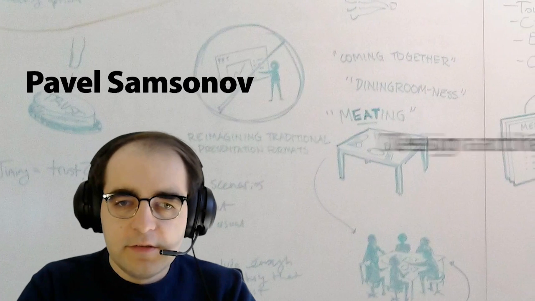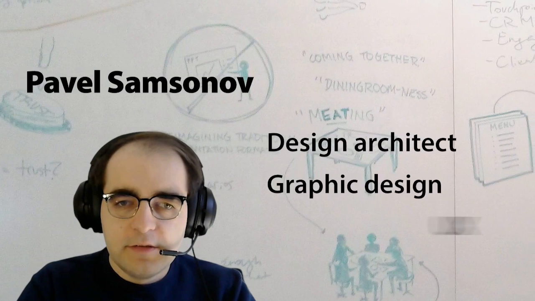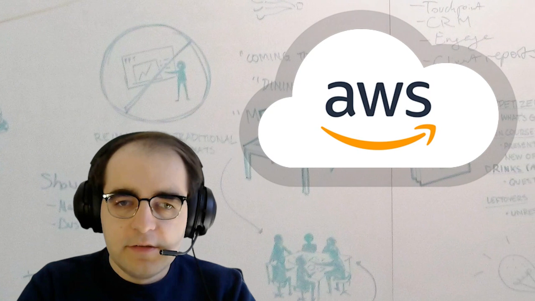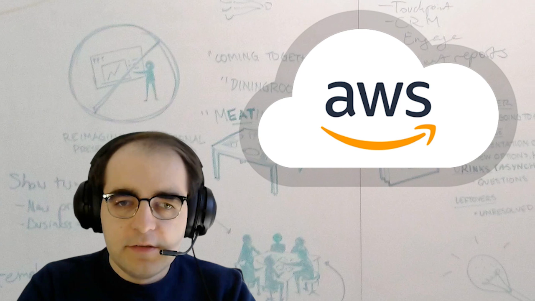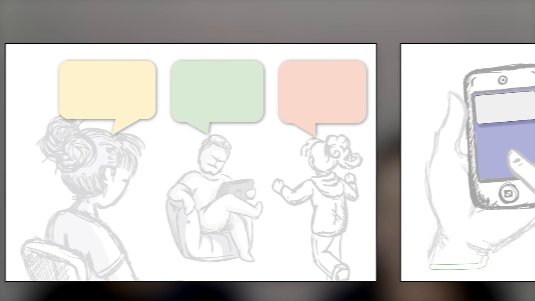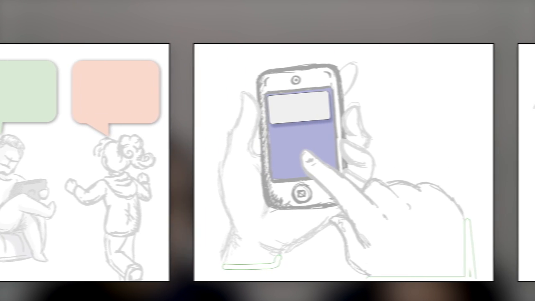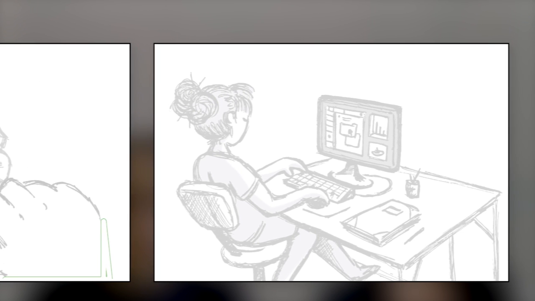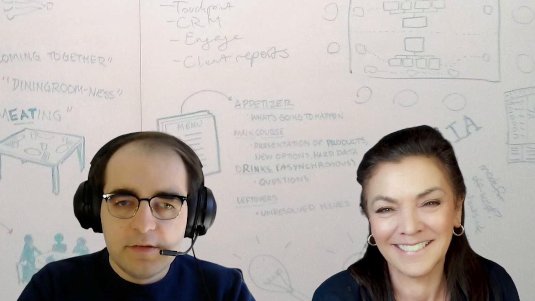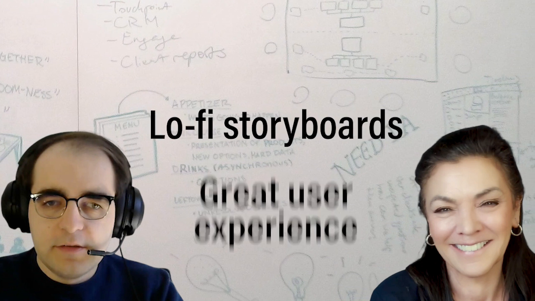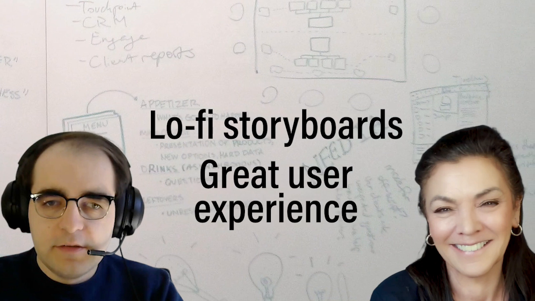Pavel Samsonov is a design architect with a background in graphic design and UX. For the past 3 years, he's worked at Amazon Web Services, helping big companies rethink their business practices to better serve customers. I connected with Pavel because, like us, he's one of the few people to use low-fidelity storyboards that focus design discussions on your customer's experience, not on the details of screen design. Join us as we explore how to use low-fidelity storyboards to design a great user experience.